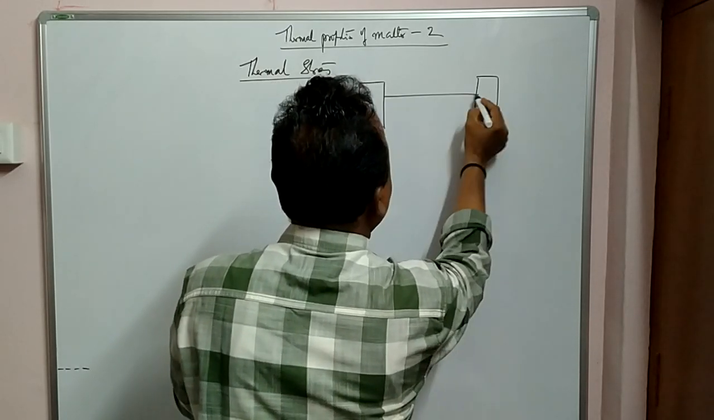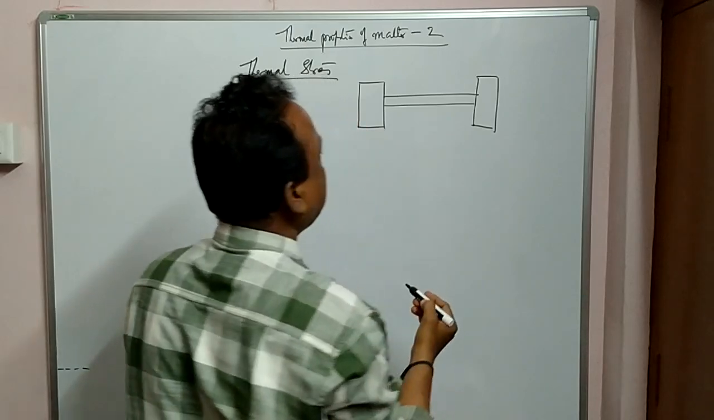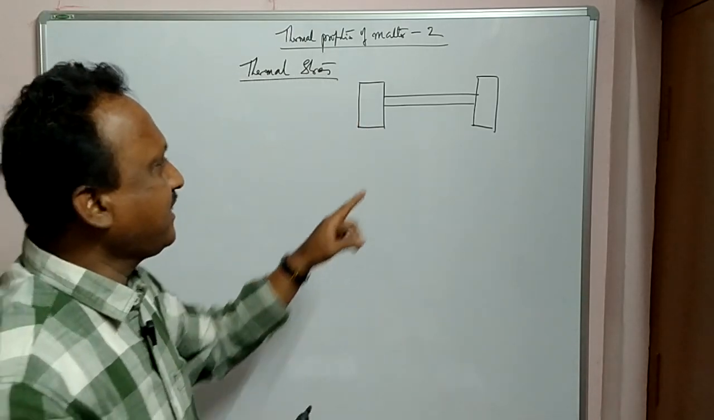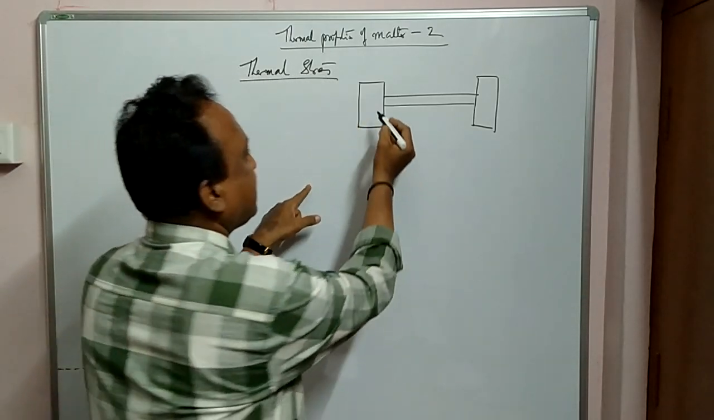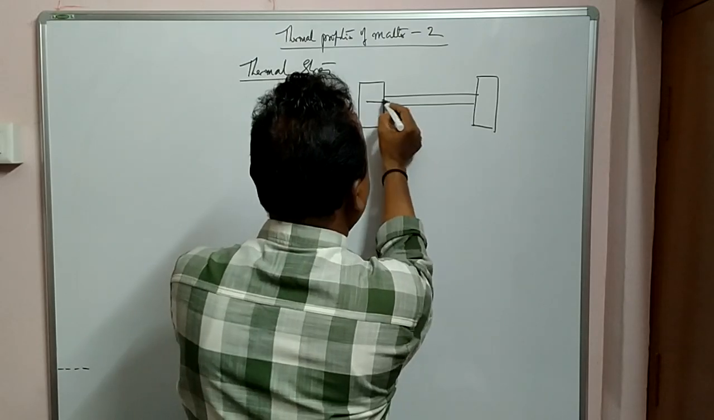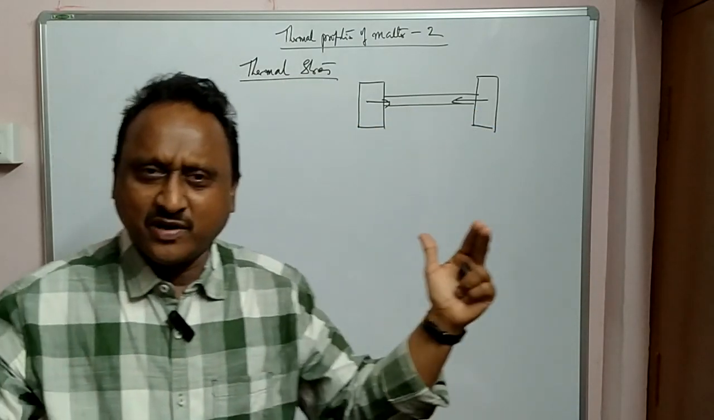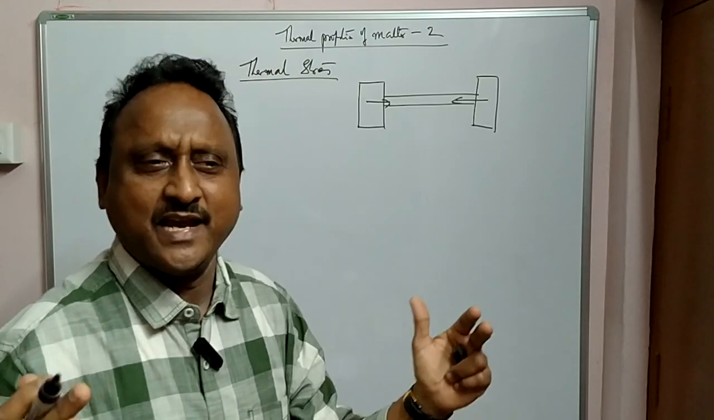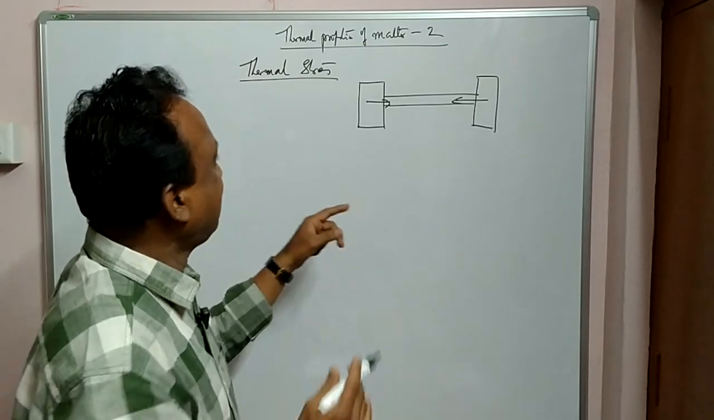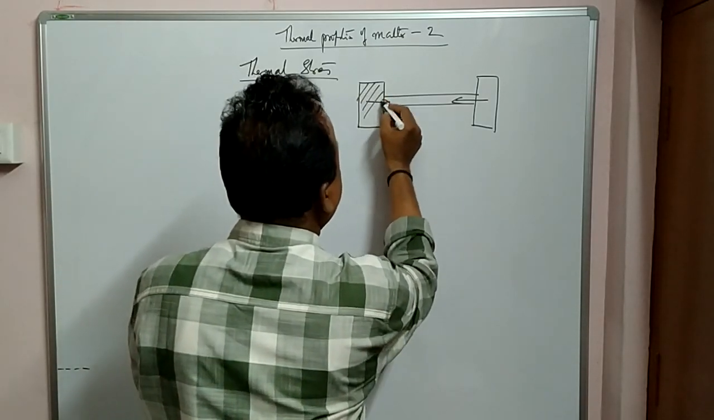So between these, suppose an iron rod is kept. So what happens here? Here force is applied. From this wall one force is applied, and from this wall another force is applied. That means it is trying to compress. These are the two walls.